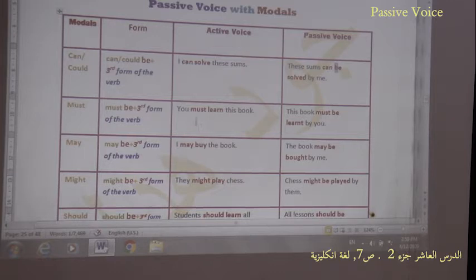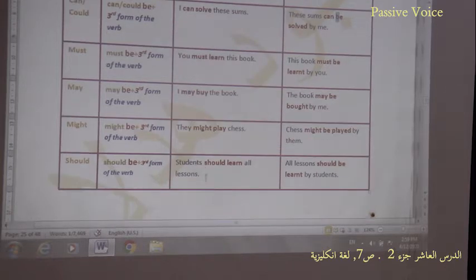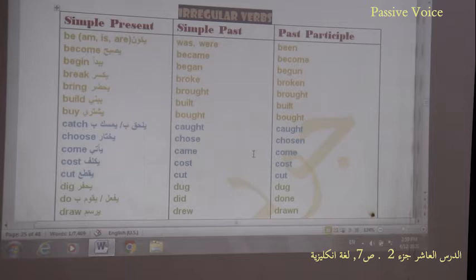Now another example: we must learn this book; this book must be learned by you. I may buy this book; this book may be bought. Always we need the third form, as I told you. They might play chess; chess might be played. Students should learn all lessons; all lessons should be learned. After these modals, we only need to use the verb to be in the base form plus the third form of the main verb.